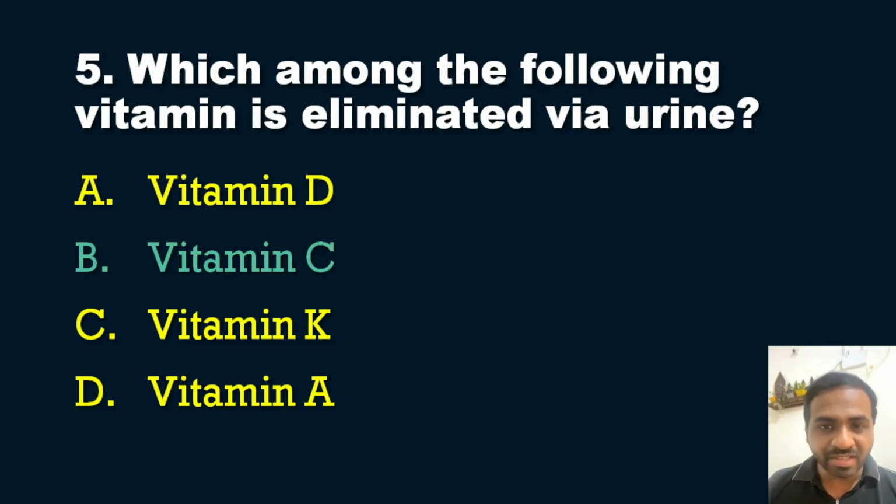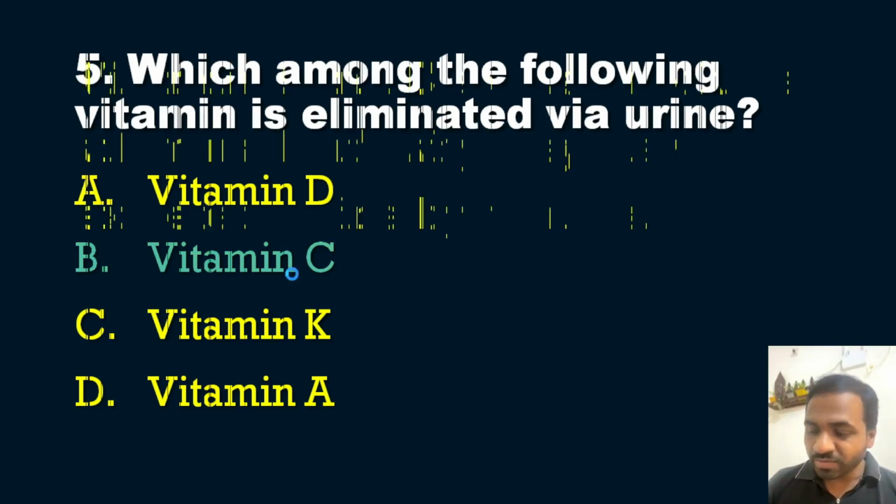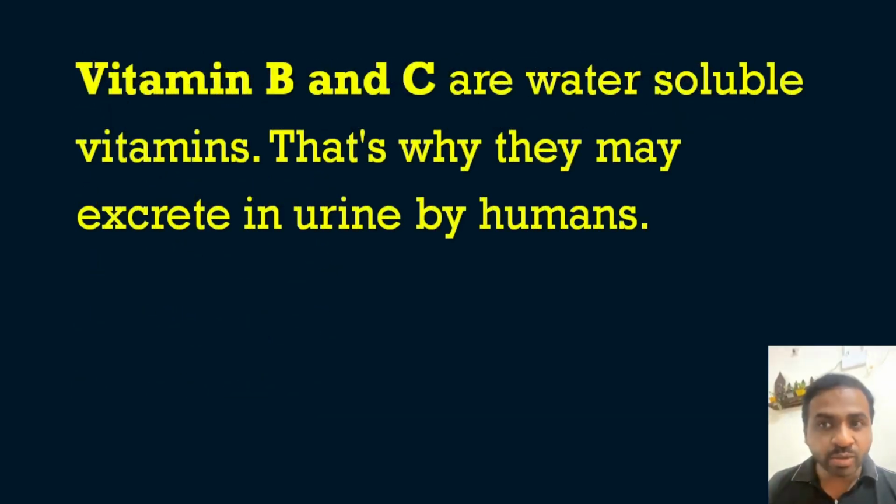Obviously the answer for this question is option B, that is vitamin C. Why? We know that vitamins are broadly classified into two: water soluble vitamins and fat soluble vitamins. Vitamin B and C are water soluble vitamins, so that's why they may be excreted in urine by humans. So that is the answer. It's a simple question, so moving on to the next question.